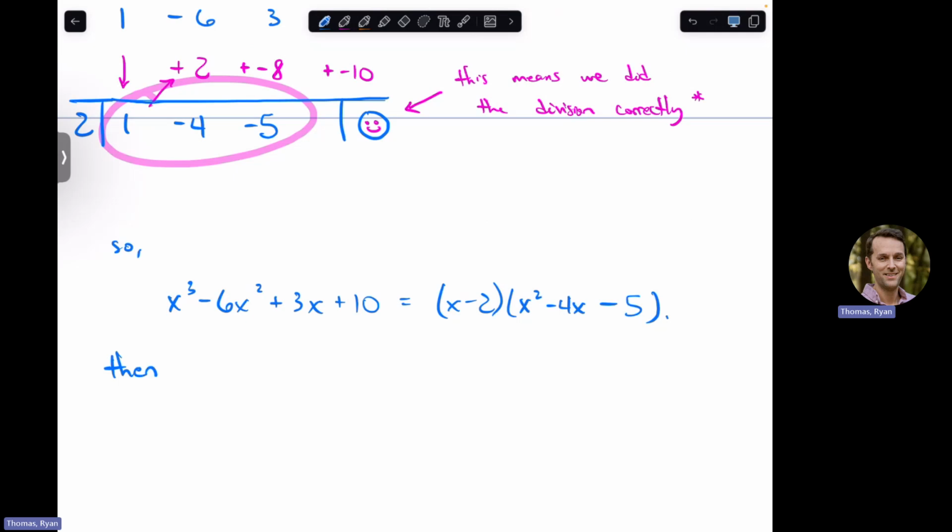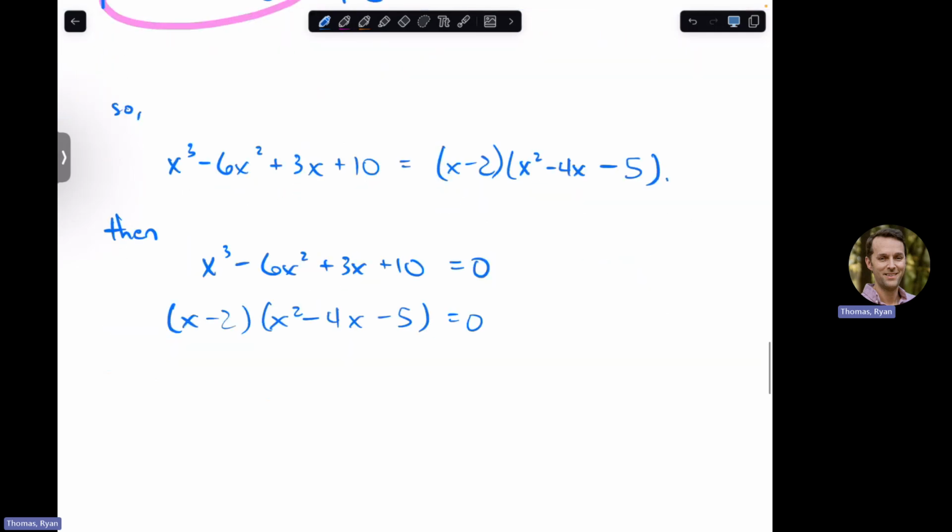Which means that if I want to set this equal to 0, and I can factor it like that, our old friend, the zero product property, says that either x minus 2 is 0, so x is 2. Well, hey, we already knew about that one.